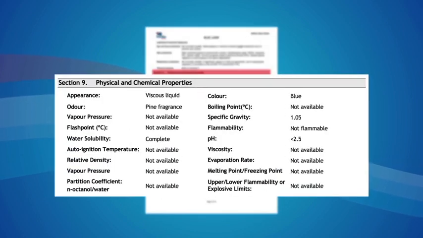Section 9 contains information on the physical properties of the product. Check your products against the specs listed here to get an indication that the product is as described.